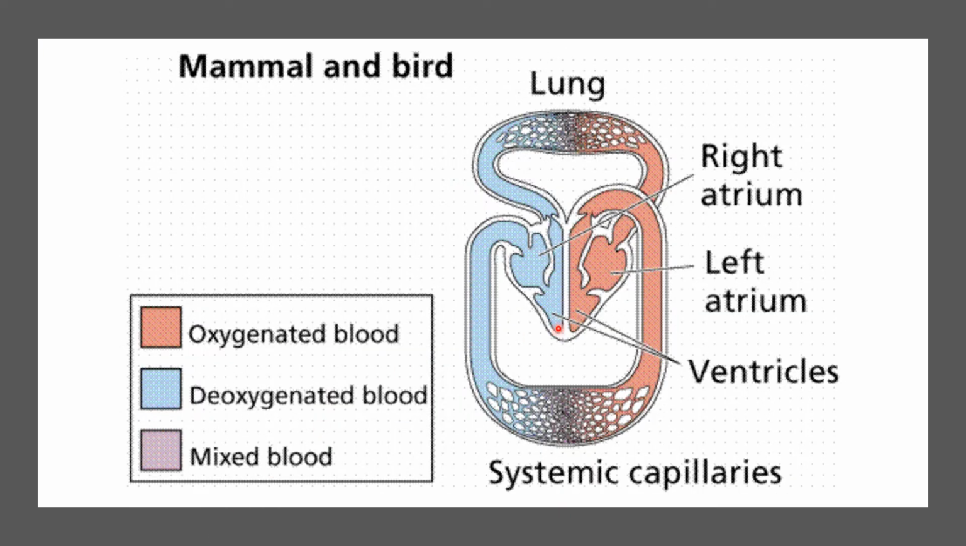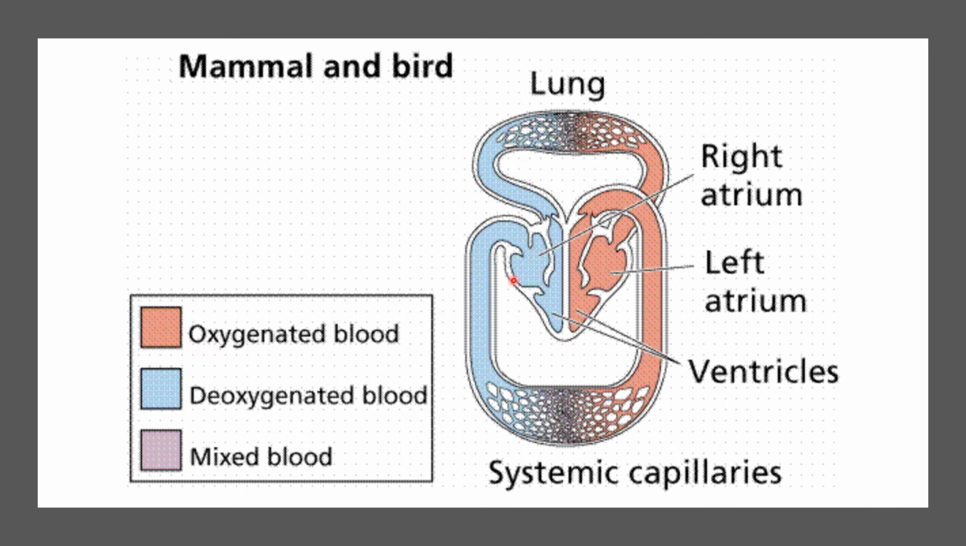Mammals and birds have a complete double blood circulatory system. They have two atria and two ventricles. Oxygenated blood flows from the heart to the whole body except the lungs to provide oxygen, changes into deoxygenated blood and flows back into the heart.